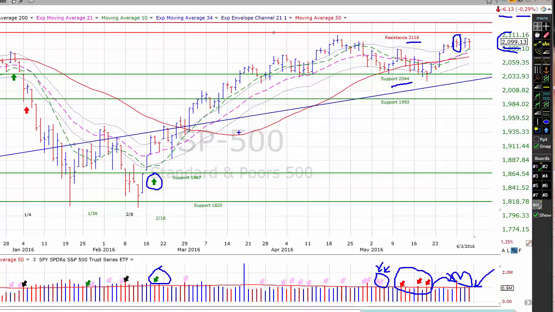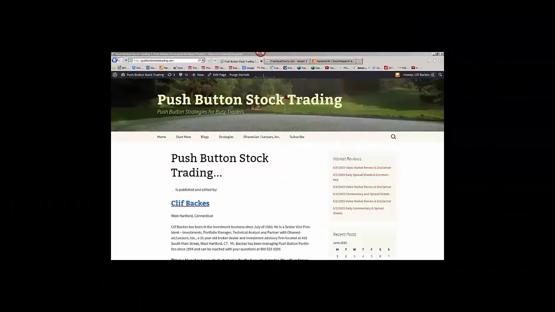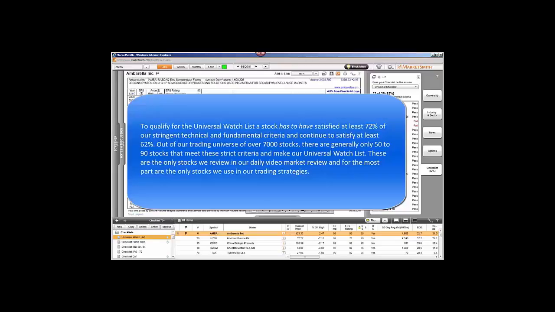I have 4 stocks that I want to take a look at for our watch list, but before we do that, just a note. All of the individual stocks that we talk about in our video market reviews are from our universal watch list. To qualify for our universal watch list, a stock has to have satisfied at least 72% of our stringent technical and fundamental criteria and continue to satisfy at least 62%. Out of our trading universe of over 7,000 stocks, there are generally only about 50 to 90 stocks that meet these strict criteria and make our universal watch list. These are the only stocks we review in our daily video market review, and for the most part, they're the only stocks that we use in our trading strategies.